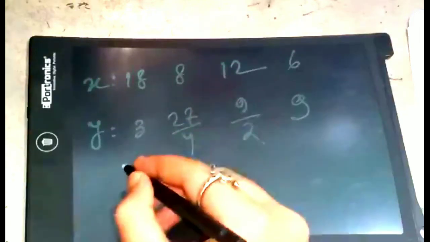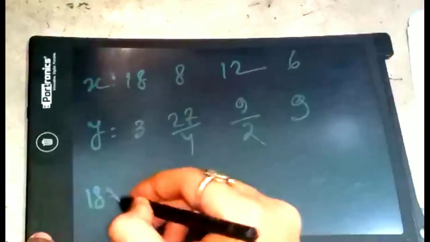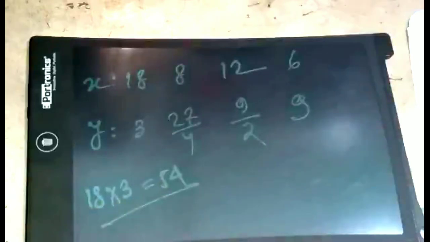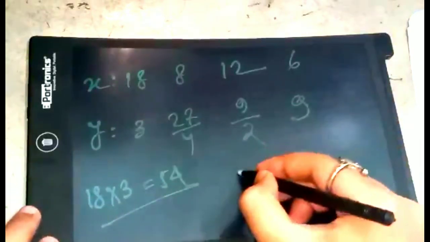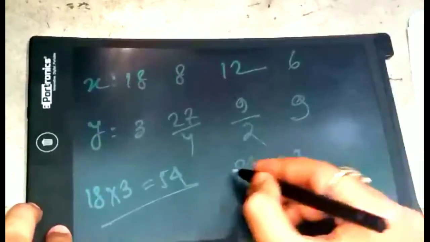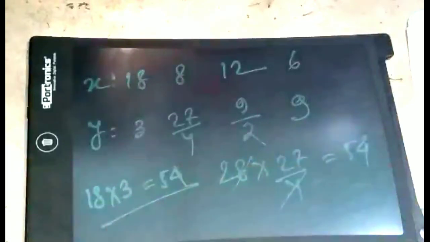First, when x is 18, y is 3. The product of x and y is 54. Next, when x is 8 and y is 27/4, the 4 and 8 get cancelled, and this gives 54. So we get 54 again.